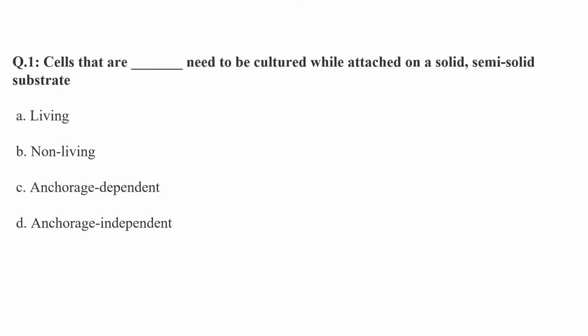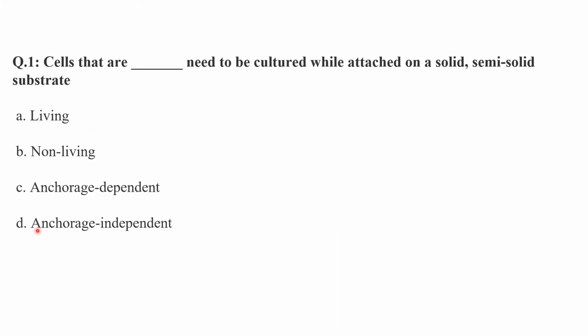Now let's start the video assignment of the course. There are some basic questions given in this. The first question is, cells that are dashed need to be cultured while attached on a solid or semi-solid surface. I have already told you in the introduction, the cells that are anchorage dependent need to be cultured attached to a solid surface because they have the dependence. They will grow only after attaching to the surface.